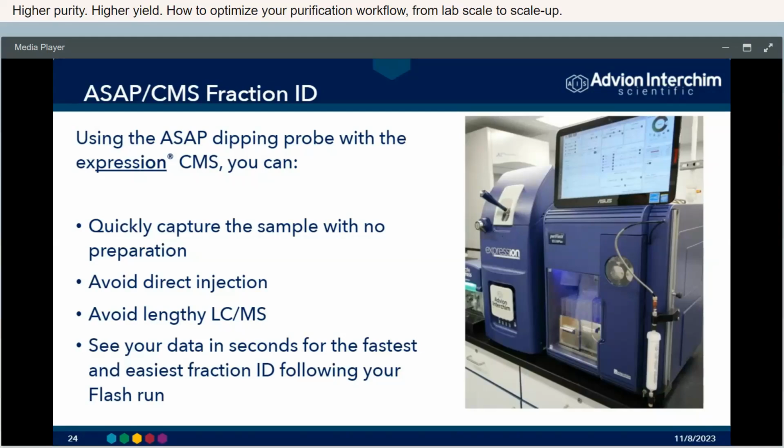So it's a dipping probe that can be used with the Expression CMS that allows quick capture of mass spectra with little to no sample preparation. It avoids direct injection, which often leads to overloading of the mass spec. It can avoid lengthy LCMS runs. And you can really see your data very quickly, in less than 30 seconds, by simply dipping the probe into a fraction and then inserting it into the mass spec. So you have full confidence that your compound is there, as long as you're able to ionize it.